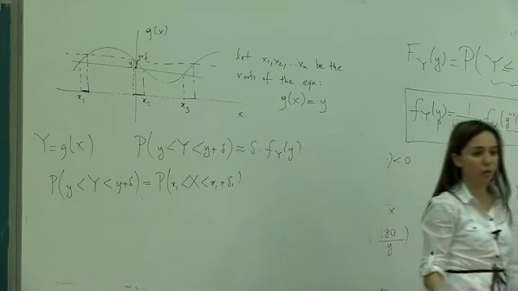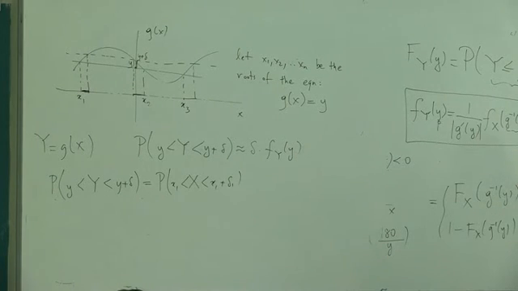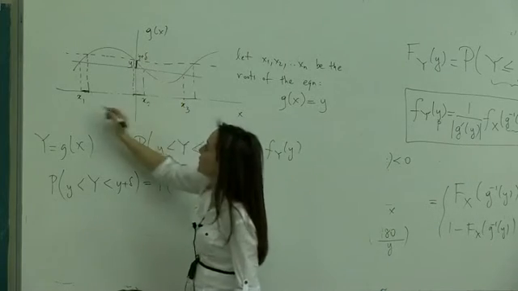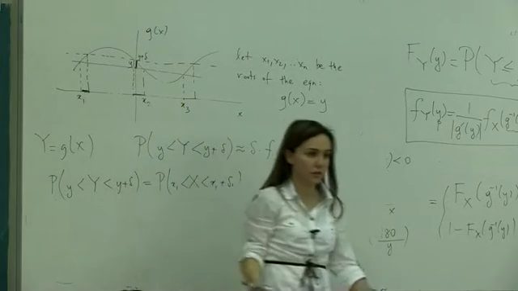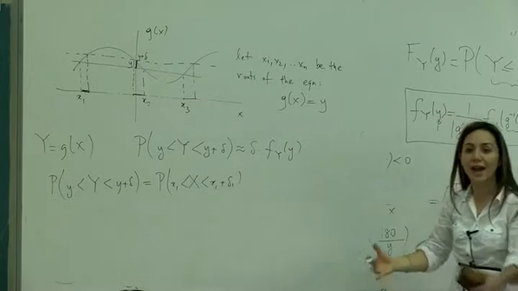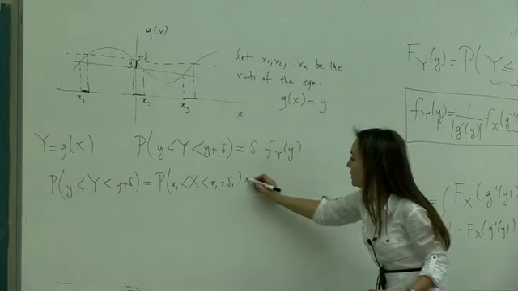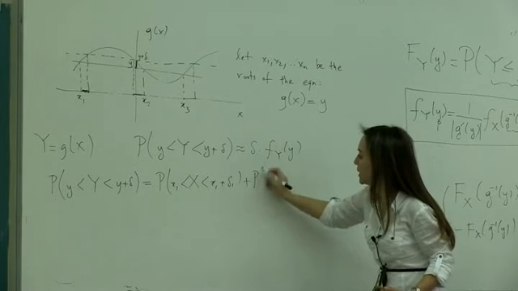Why do I use delta 1? Delta 1 is distinct from delta because the length of this interval is in general different from the length of this interval, right? And the ratio of the length depends on what? The slope, exactly, of g at that point. Very nice. So let me continue writing the probabilities.